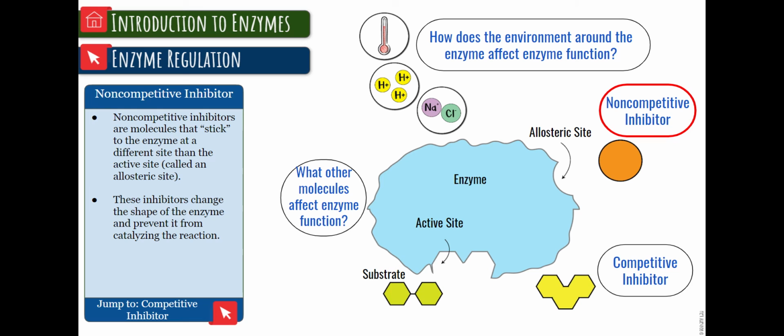We could have what's called a non-competitive inhibitor. Non-competitive sounds like it's not competing. What they're not competing for is the active site. The active site is the location in which the substrate and the enzyme bond together. So they fit in another site. Allosteric means other site.